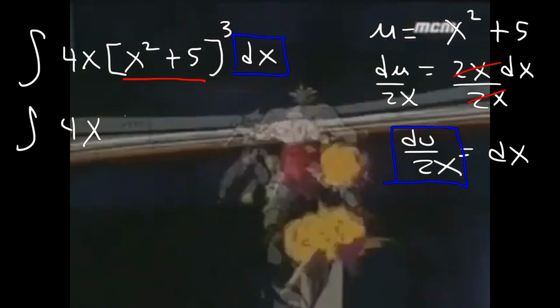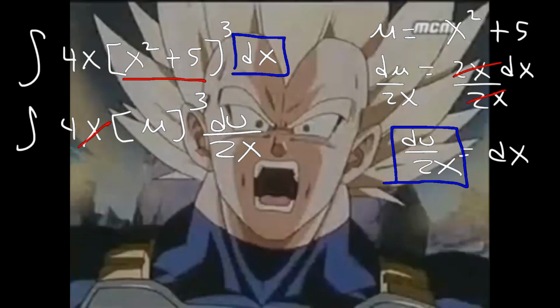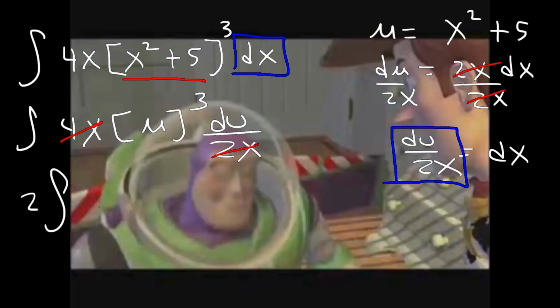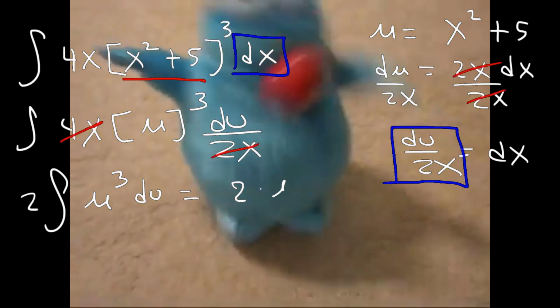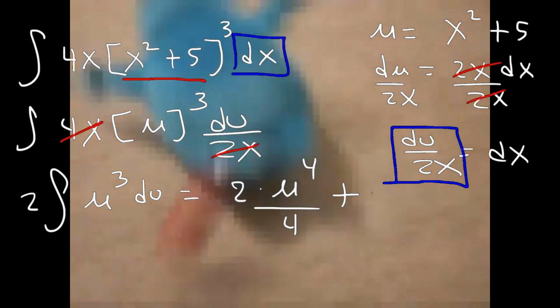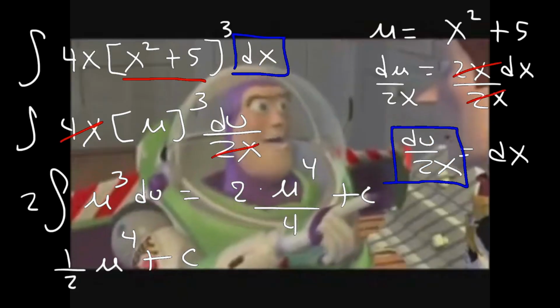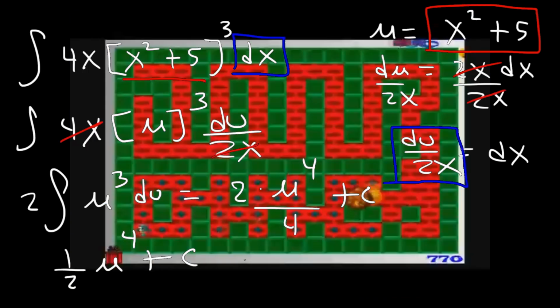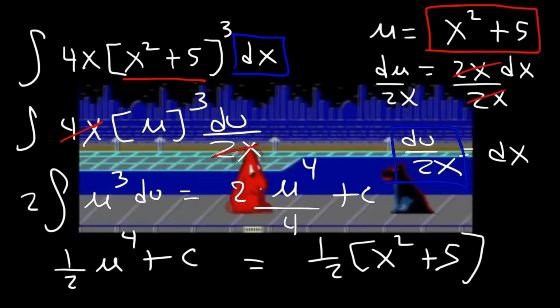So we have 4x, and then u raised to the third power, and then du divided by 2x. So here we can cancel x. 4x divided by 2x is 2. So it's 2 times the antiderivative of u to the third. Using the power rule, it's going to be 2 times u to the fourth over 4 plus c. Now 2 over 4 is 1/2, so it's 1/2 u to the fourth plus c. The last thing you need to do is replace u with what it equals, and that's x squared plus 5. So this is the answer.